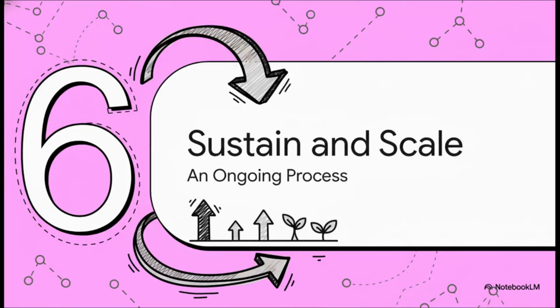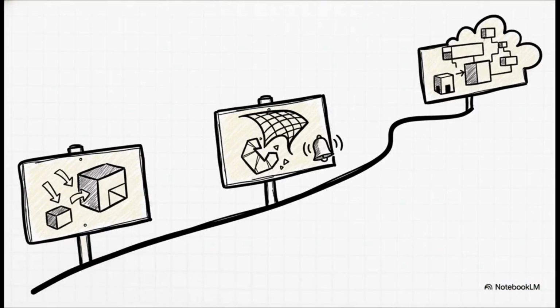And that brings us to our final section, sustain and scale. The big takeaway here is a shift in mindset. You have to treat EDI as an ongoing process, not a one-and-done project. It's all about the long game. So, what are the secrets to long-term success? Well, there are 3 big ones.